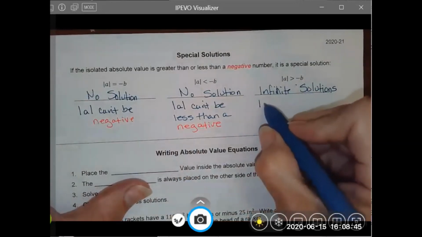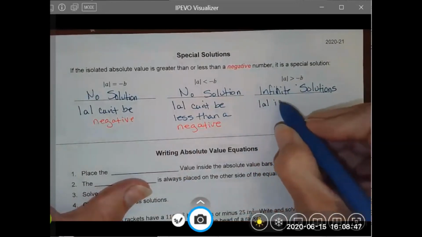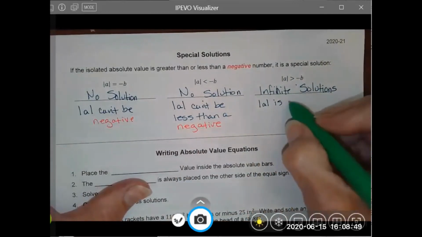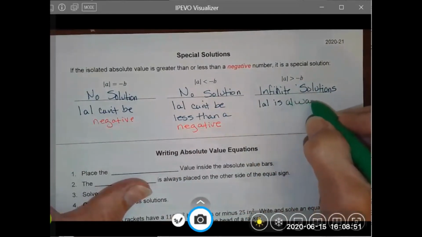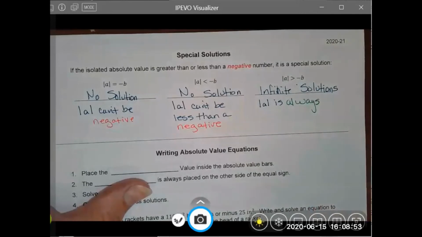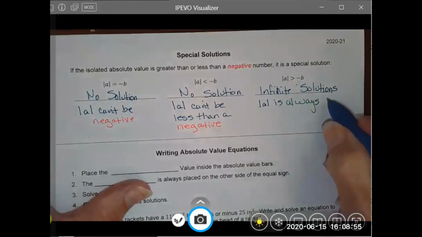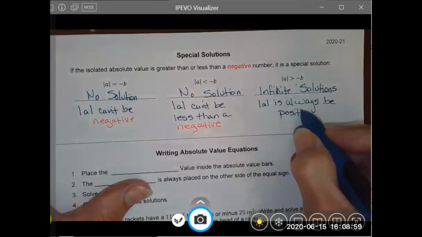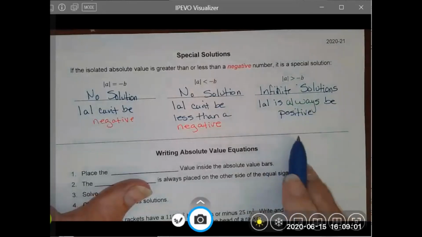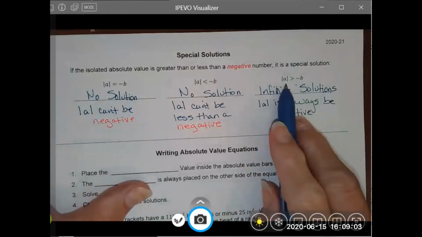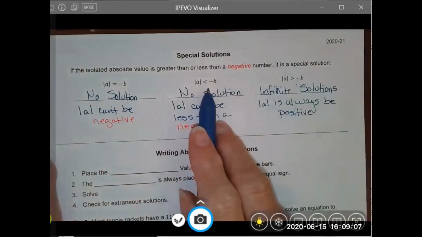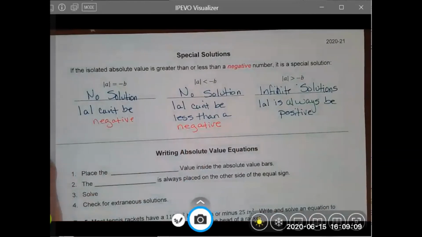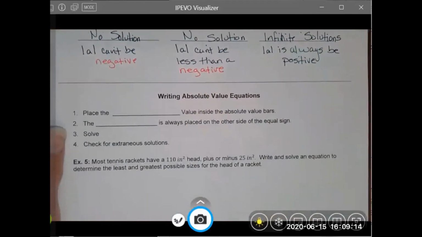So I would say that the absolute value of A is always, and I emphasize that with a horribly unmelodic sound, but this will always be positive. So those are some special solutions. If you get to the absolute value of 2x minus 7 is less than -3, you can stop. You don't even have to solve that because you know there's not going to be a solution.